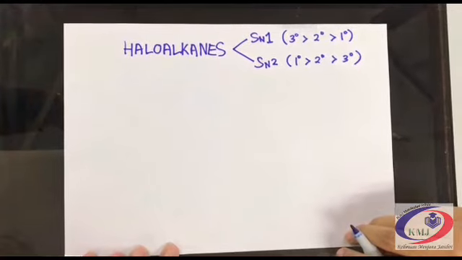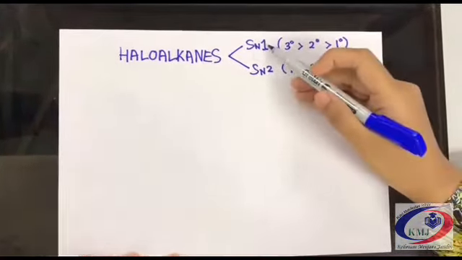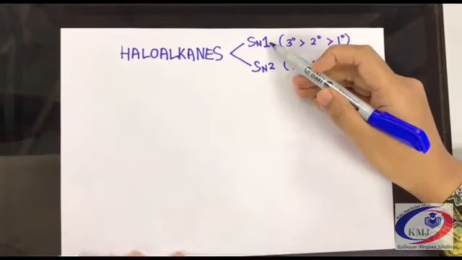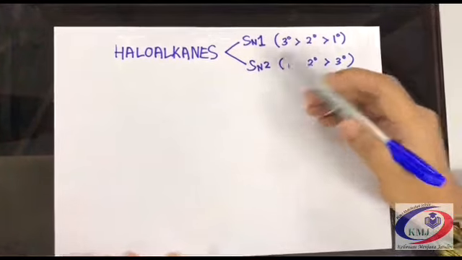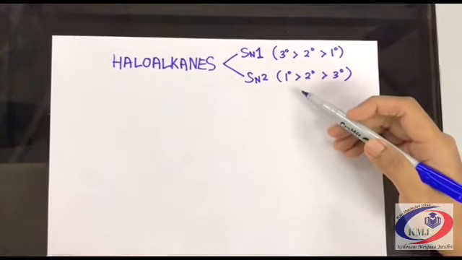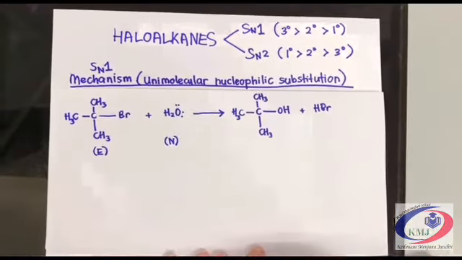So today we're going to do the mechanism for haloalkanes. There are two types of mechanism, which are SN1 and SN2. SN1 will favor the most hindered haloalkane, which in this case is the tertiary, while SN2 will favor the least hindered haloalkane, which in this case is the primary.